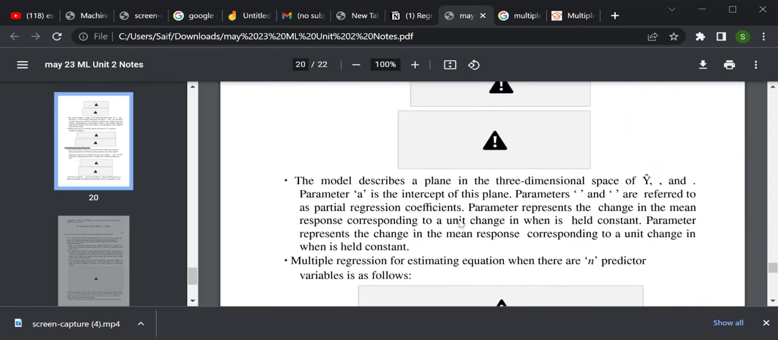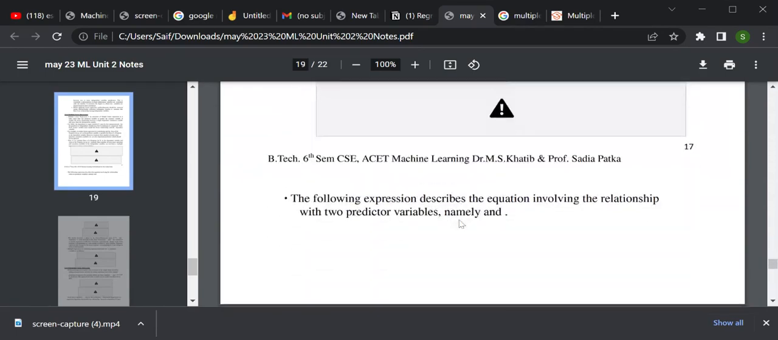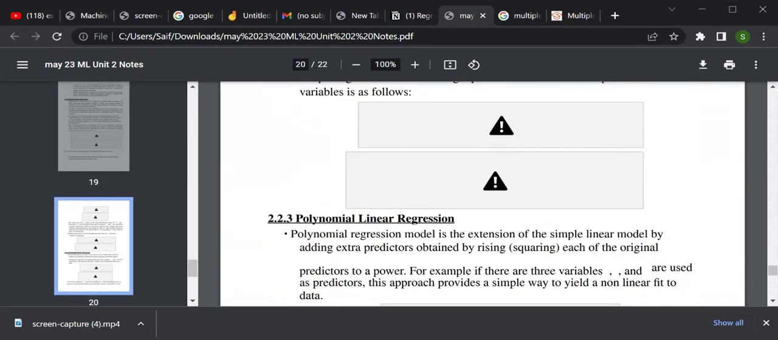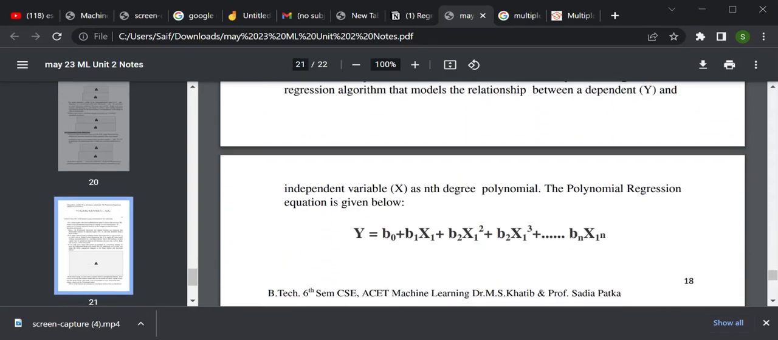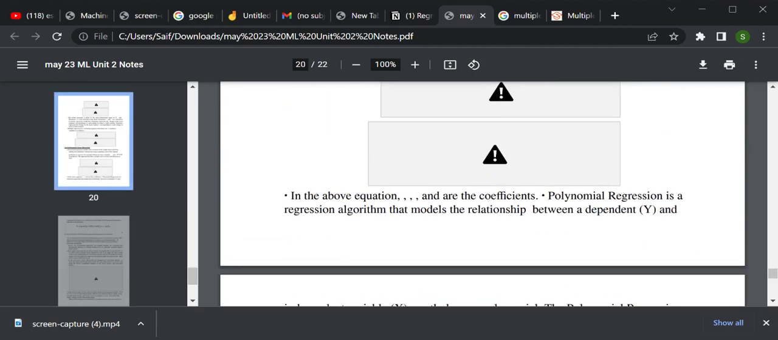Now see this equation here. The x is not changing here, but the slope, that is b here, is always changing, and the x is just getting raised: x, x square, x cube, and so on. So this is what polynomial regression looks like.